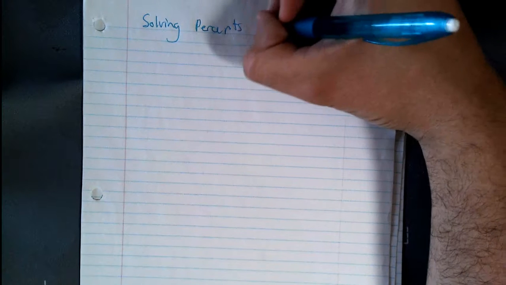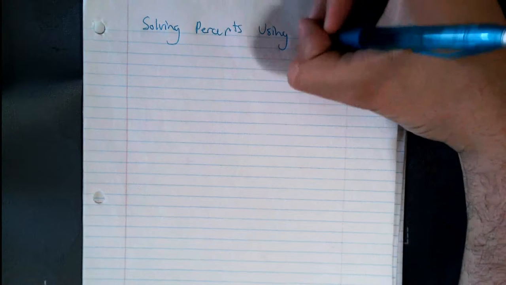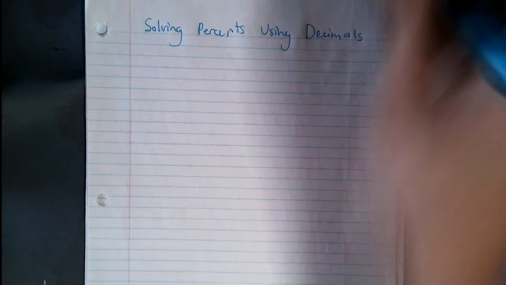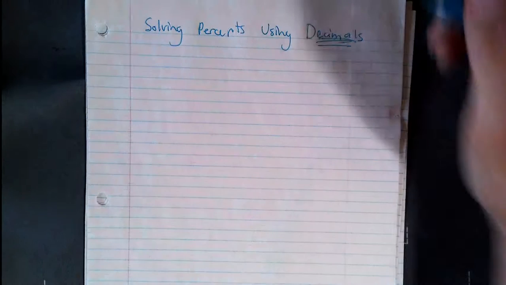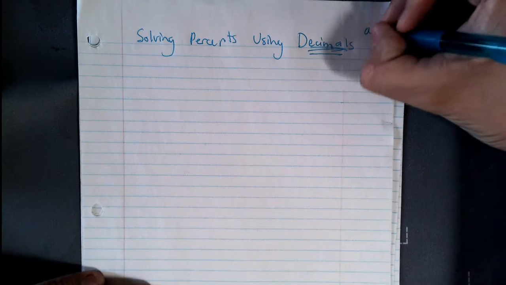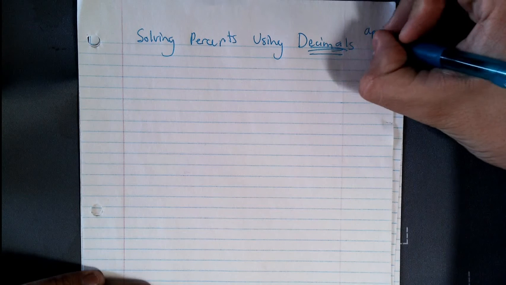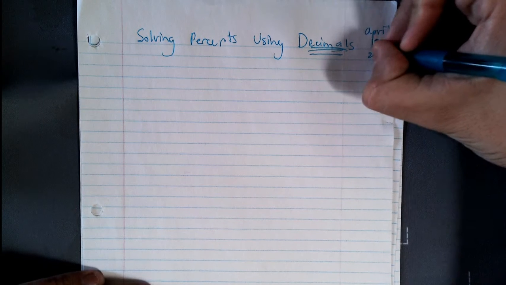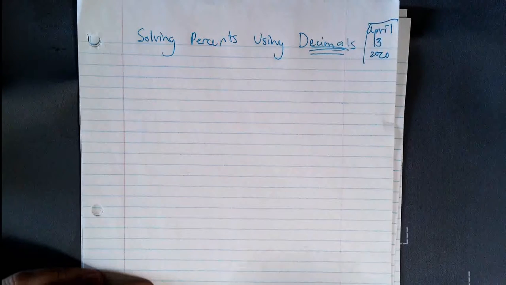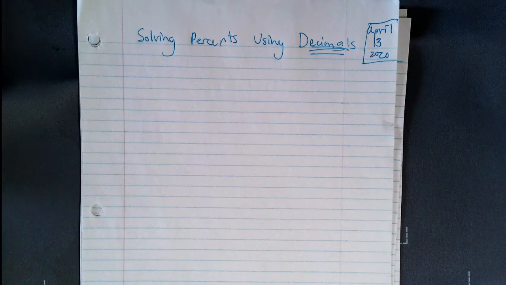What am I going to call this? I'll call it solving percents using decimals. Now that's going to be a slight difference from the other day. I'll put the date too. It's April 13th, 2020, just in case that matters. It might be really good for keeping track of your binder or whatever. Sorry, I'm sitting on the floor, so again, my writing is sloppy. No matter what I do, my writing is always sloppy.